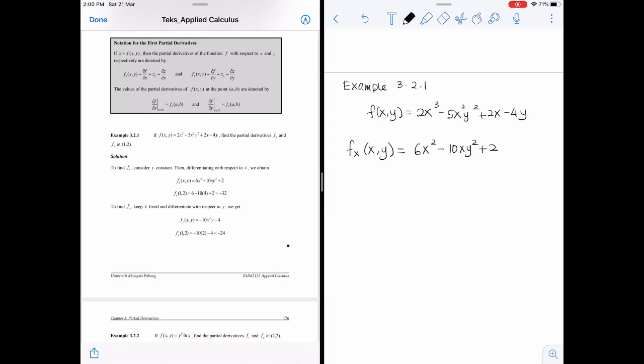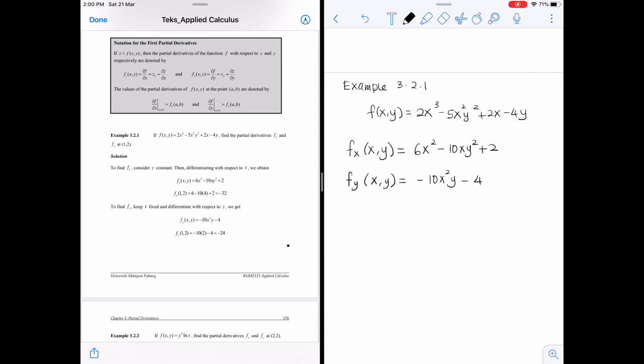Okay, then we differentiate the function f with respect to y. So we have the partial derivative of f with respect to y equal to negative 10x squared y minus 4.